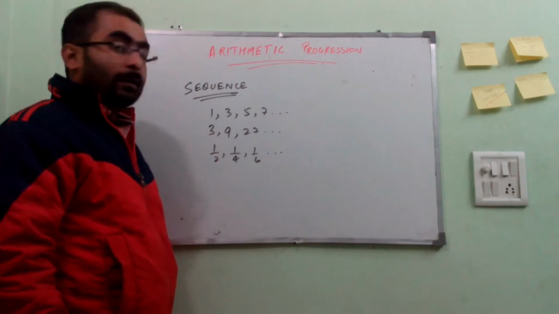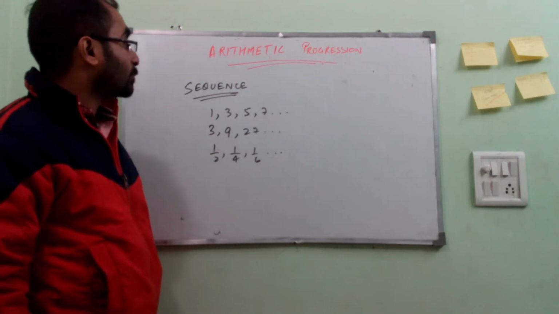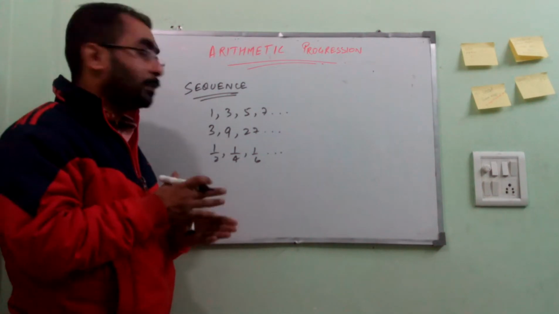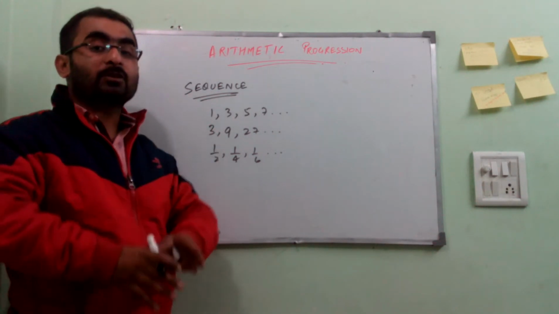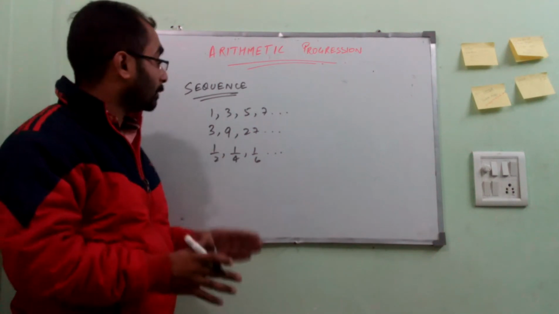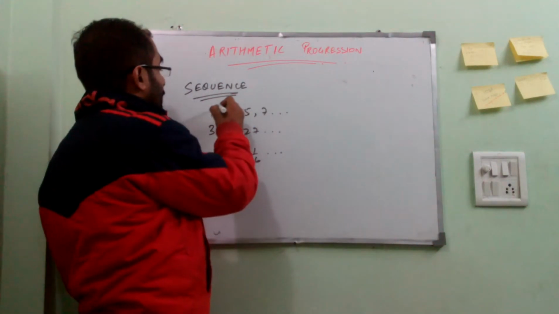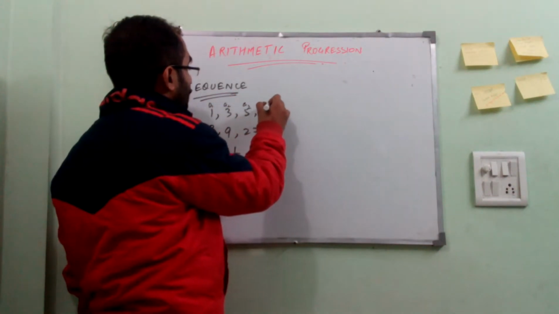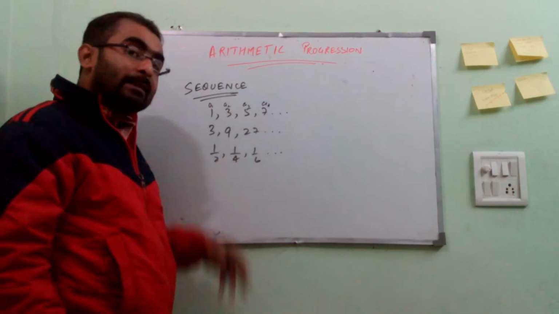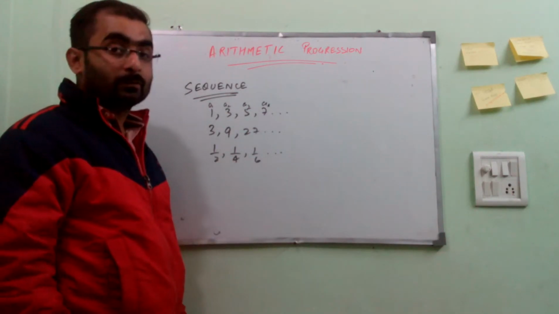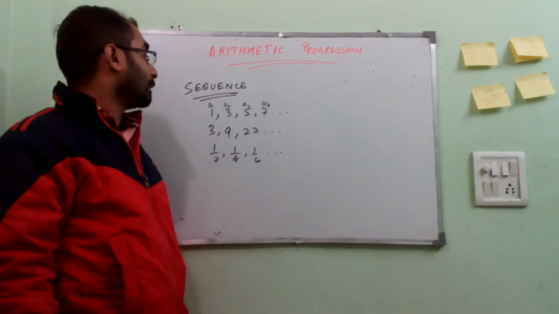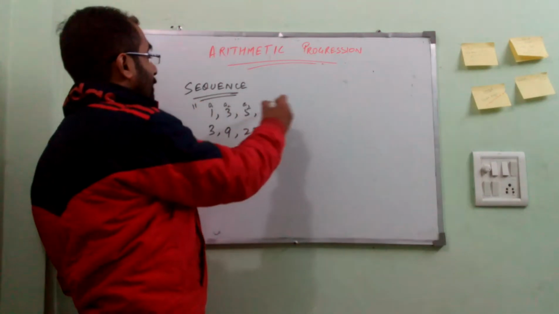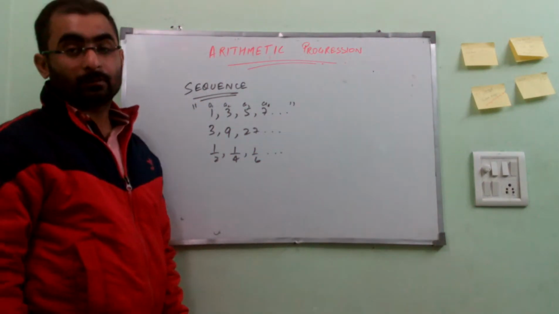Now we are talking about those arrangements in which the difference is common. The difference between two consecutive numbers must be common. They must be equal. Let's say this is A1, this is A2, this is A3, this is A4. So A2 minus A1 is 2, A3 minus A2 is also 2, and A4 minus A3 is also 2. So we can say that this arrangement is an arithmetic progression.